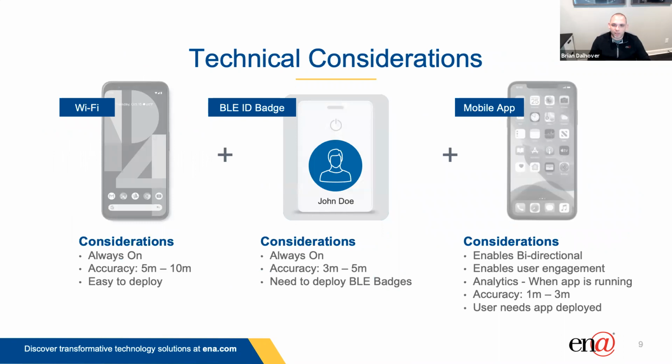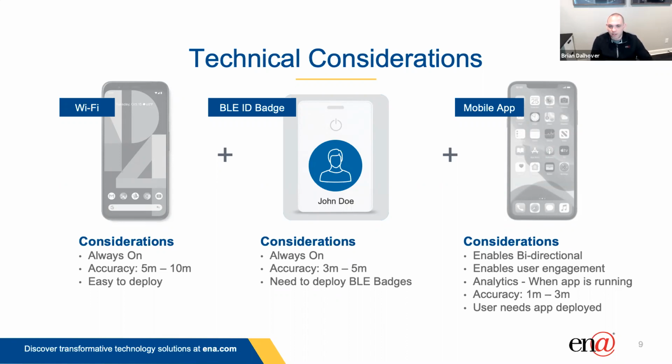If we were to do location-based services on Wi-Fi alone, first of all, that Wi-Fi would have to always be on, and the user's device would have to always be on. And the accuracy of RTLS, or real-time location services, in Wi-Fi is between 5 and 10 meters. Now, with today's social distancing standard of 6 feet, that's not super helpful, because we're talking about 15 to 30 feet of accuracy. But on the positive side, Wi-Fi is very easy to deploy. It just isn't that accurate.